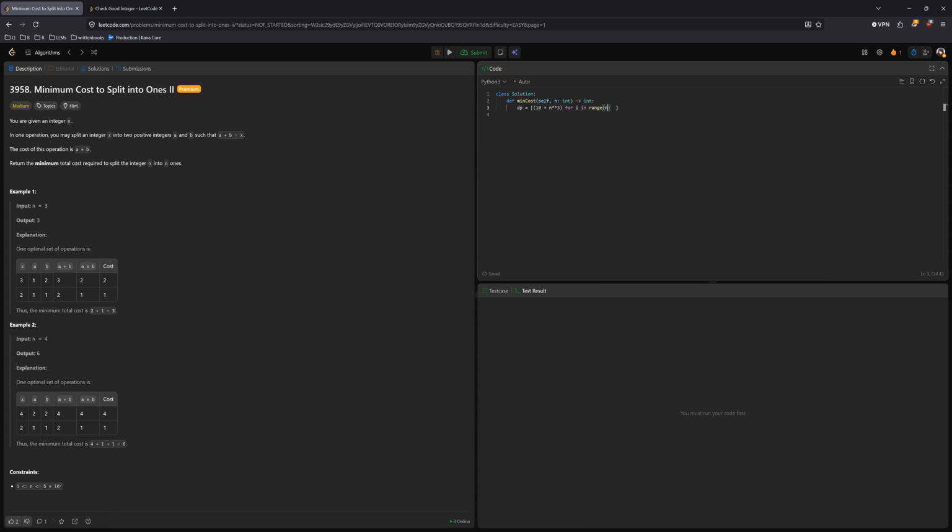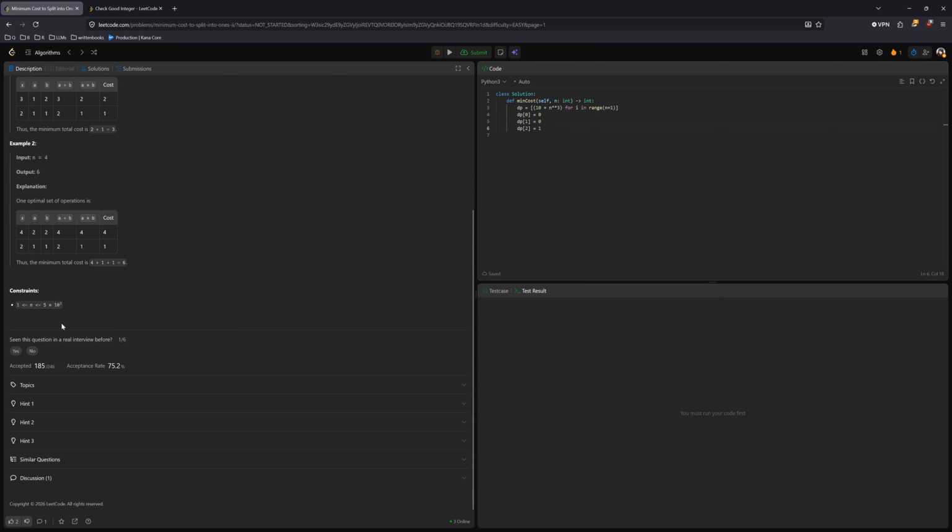for i in range n plus 1, right? Now, obviously, dp of 0 is going to be 0. dp of 1 is going to be 0. I honestly do not know. Okay, dp of 2 is going to be equal to 1. It can go up to 10 to the 7th. That's 10 million.